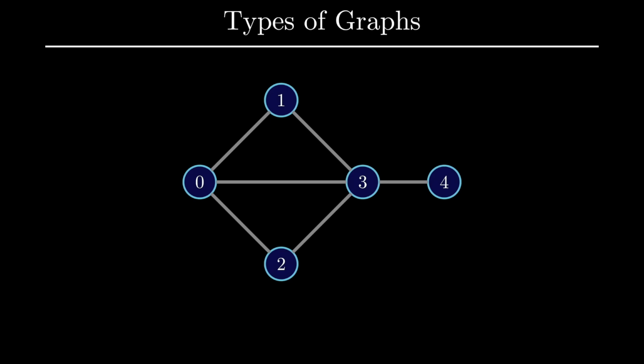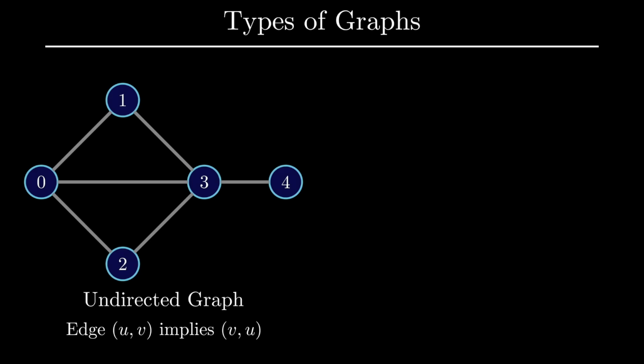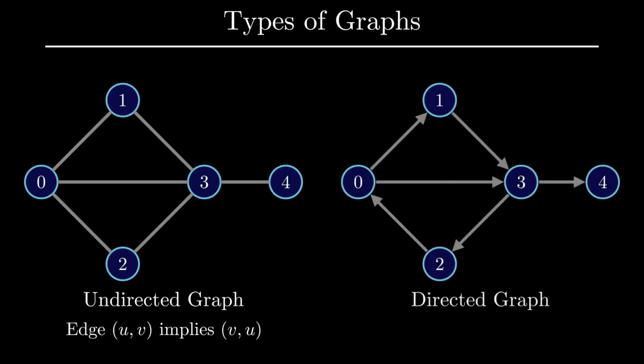Let's now transition to the types of graphs that you may encounter. The main graph we've seen so far is specifically called an undirected graph, where, for example, if I have an edge connecting vertex 0 to vertex 1, it's implied that I also have an edge from vertex 1 to vertex 0. A graph where this would not be the case is called a directed graph, where now edges are unidirectional.